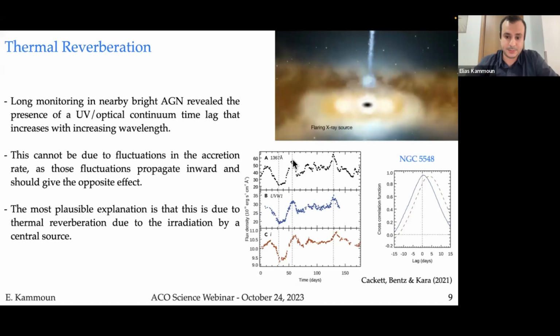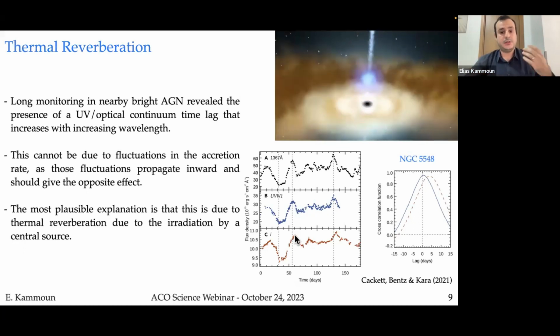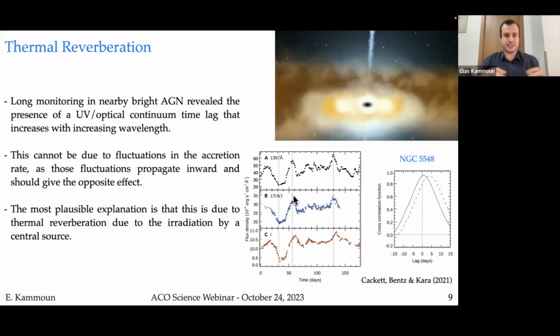If we take that peak, as we go to longer wavelength, the peak is moving and it's becoming broader and broader. So there is evidence of time lags that increase with wavelength, and this practically cannot be explained by intrinsic changes in the disk due to accretion rate or propagation of fluctuations, because what we believe is that if there's any fluctuation, it should propagate inward. This will give an opposite effect. It will not give a time lag that is increasing with wavelength.